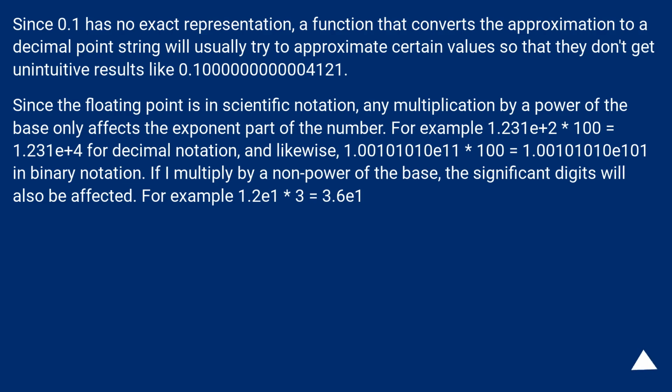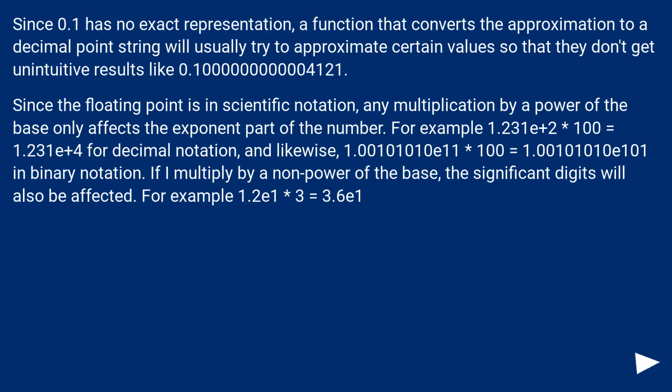Since 0.1 has no exact representation, a function that converts the approximation to a decimal point string will usually try to approximate certain values so that they don't get unintuitive results like 0.1000000000004121. Since the floating point is in scientific notation, any multiplication by a power of the base only affects the exponent part of the number.